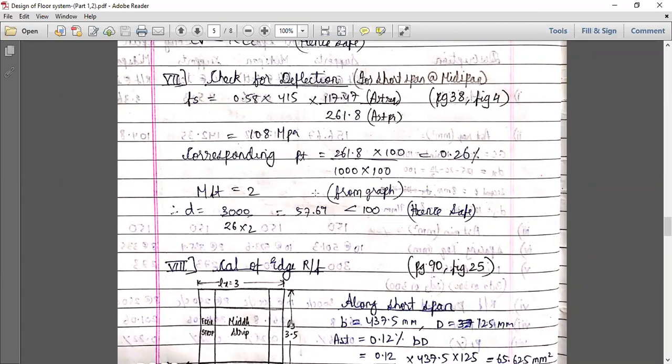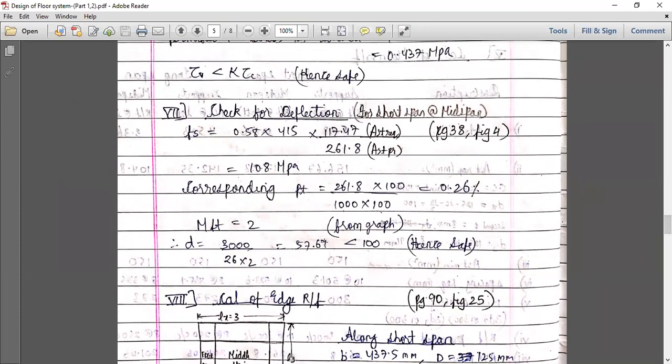Now from the graph, we will have to find the value of MFT. Approximately from the graph, the value of MFT comes out to be 2. Then substitute this value and check for depth. This value is 57, which is less than what we have provided. Hence it is safe in deflection. Okay, is this clear everyone? Check for deflection.